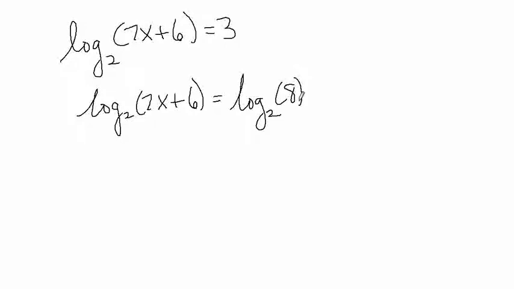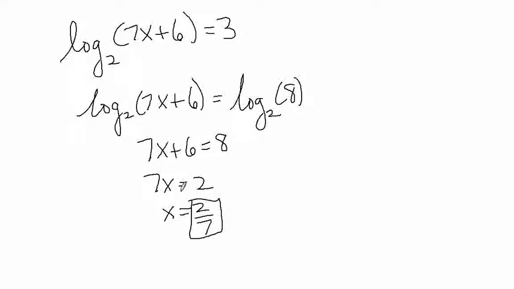Okay, now once you have that situation where you have a single log on both sides and they're both the same base, now you can drop the logs. The only way that two logs that have the same base can be equal is if their arguments are the same. In other words, for this equation to be true, 7x plus 6 has to be equal to 8. And so you can simplify that much easier equation and you get x equals 2 over 7.